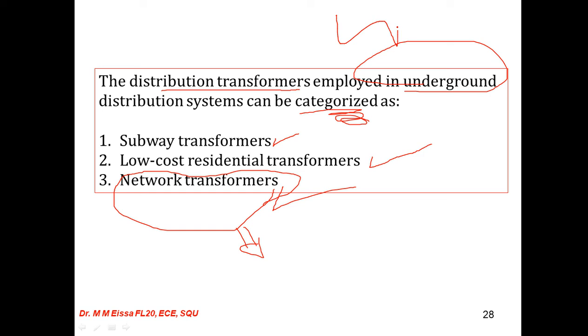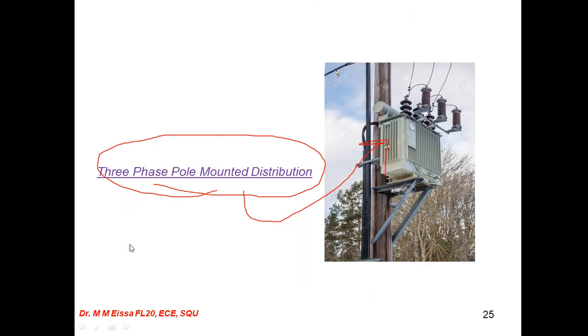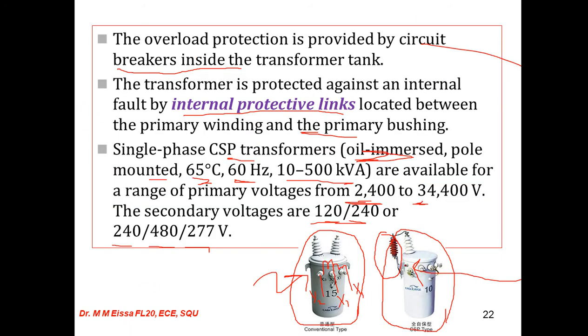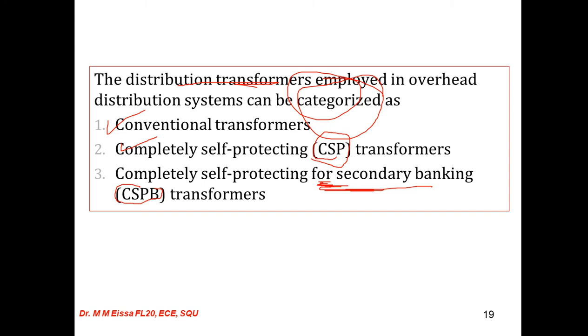It is very important if you are asked questions, because we have many categories now, according to underground. So you can mention these three types. We have other categories as well. You have to be familiar with the distribution transformers employed in overhead distribution systems. Don't forget these categories for the overhead distribution system. So there we were talking about the underground.